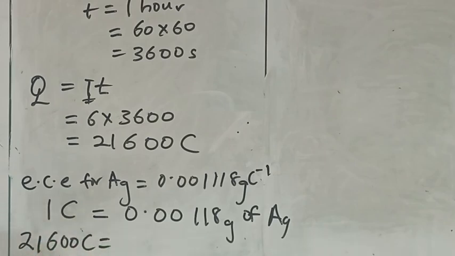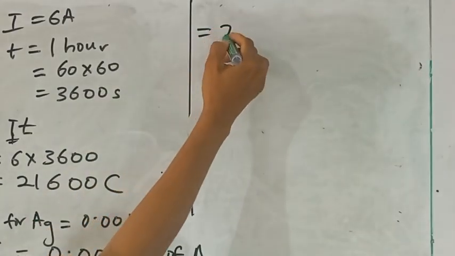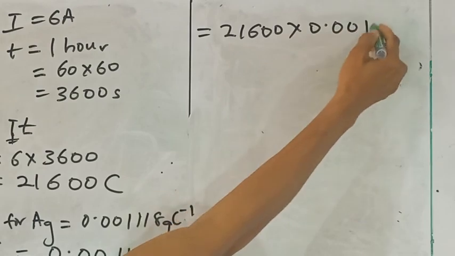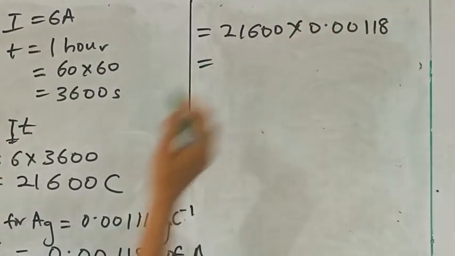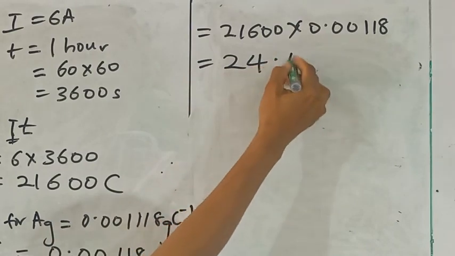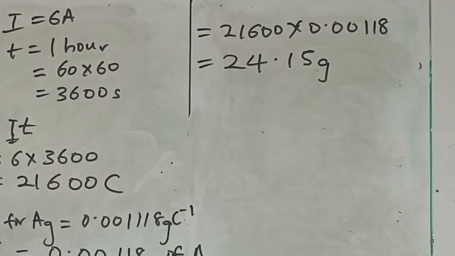The calculated one that they are asking for, 21600 coulombs, will be this times this. What will it give us? So if we multiply that, we are going to have 21600 times 0.001118. These things are very simple. Just understand it. If we multiply that, we are going to have 24.15 grams. So we have gotten the mass.